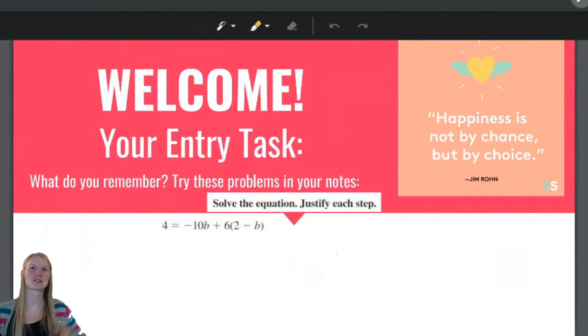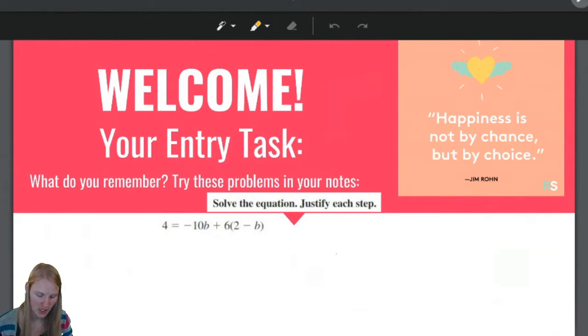So, you know what to do. Try the problem in your notes, pause the video so that you can do it without me, but then replay the video to see how I did it. So, we are told to solve the equation and justify each step.